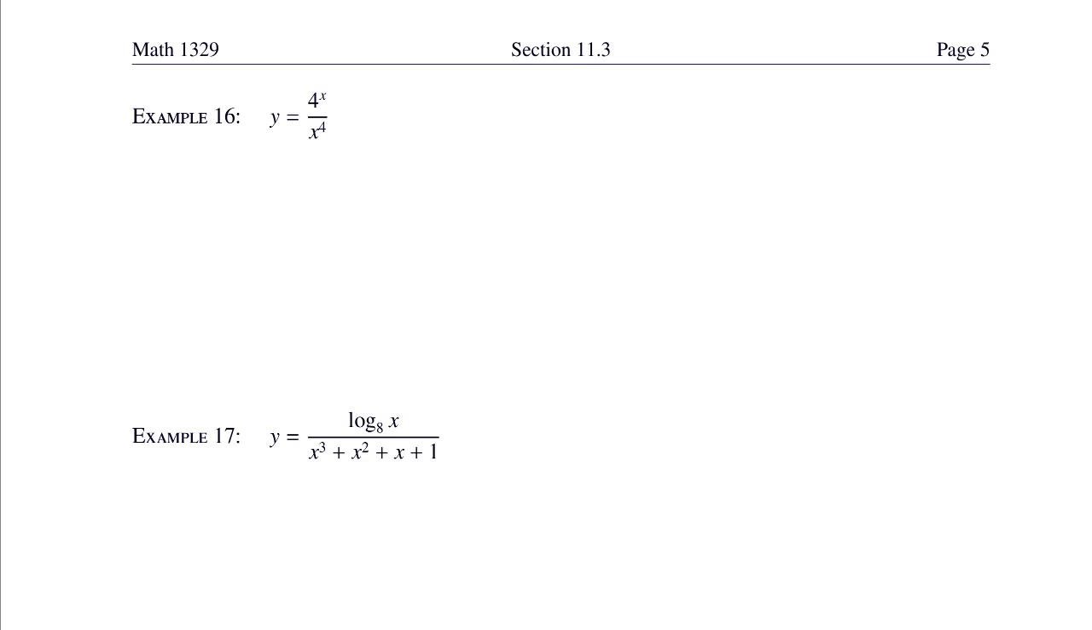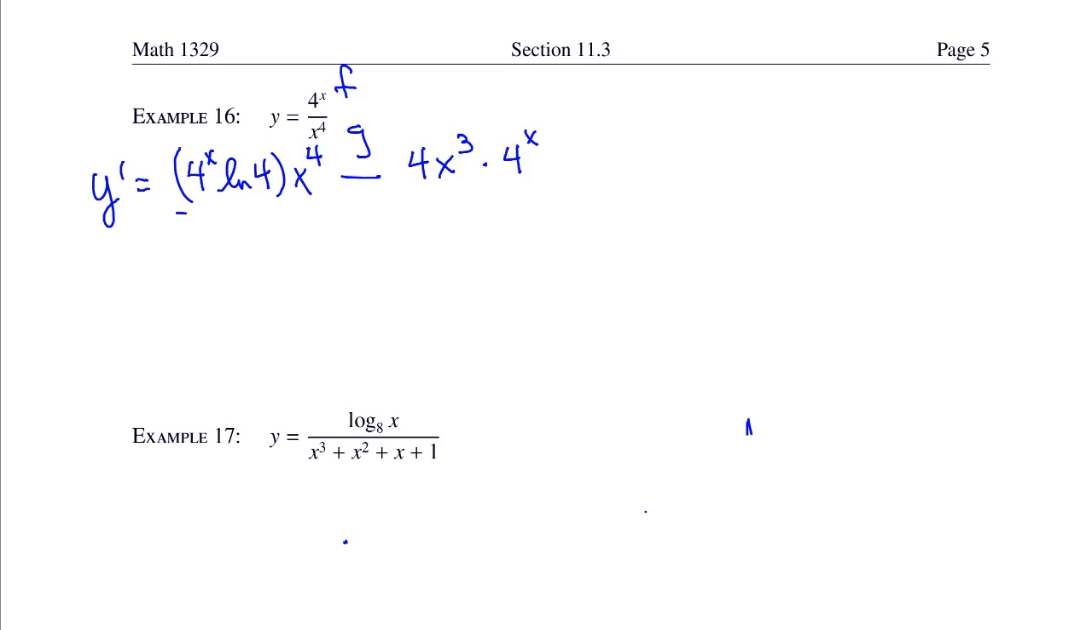Okay, let's go ahead and check 16 and 17. So we should have an f and a g. So y prime is the derivative of 4 to the x. That's 4 to the x, natural log of 4, times the bottom unchanged, which is x to the 4th, minus the derivative of x to the 4th, which is 4x cubed, times 4 to the x, divided by the bottom unchanged. And you can either write this as x to the 4th squared or simplify it right away to x to the 8th.